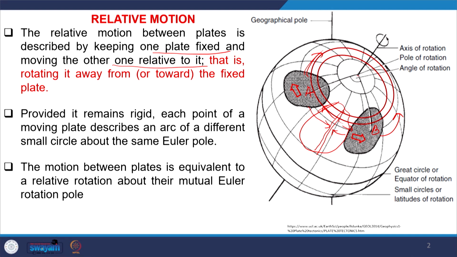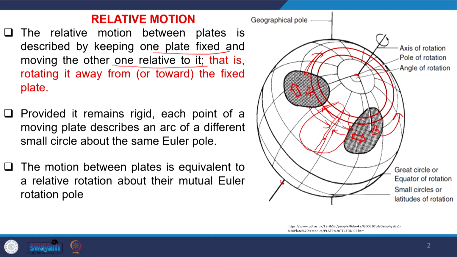Now if we insert an axis passing through the center of the earth and emerging here, these two plates rotate on the surface of the earth with respect to that point, and that is called the Euler's point. The axis joining those two points and passing through the center of the earth is called the Euler's axis.